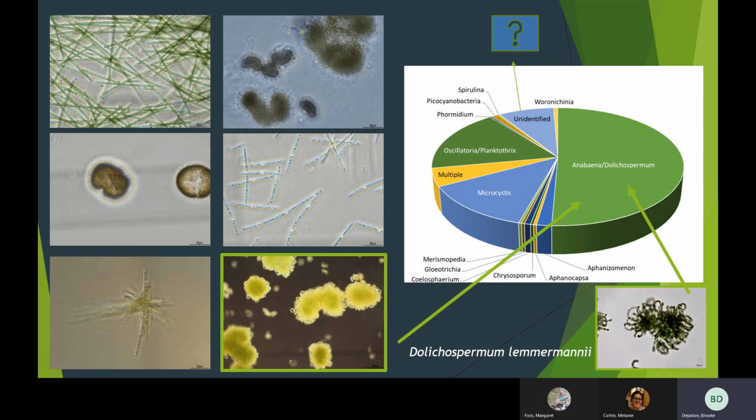But that Dolichospermum lemmermannii is by far the most common that we see, and it's really common in June, but then they also persist all summer. And they're known to produce an anatoxin, which is a nerve toxin that is not federally regulated. None of these toxins are.